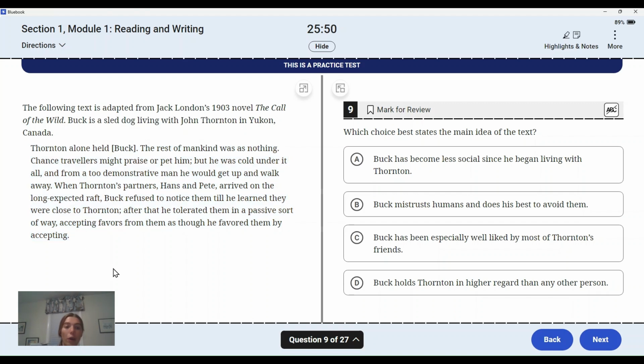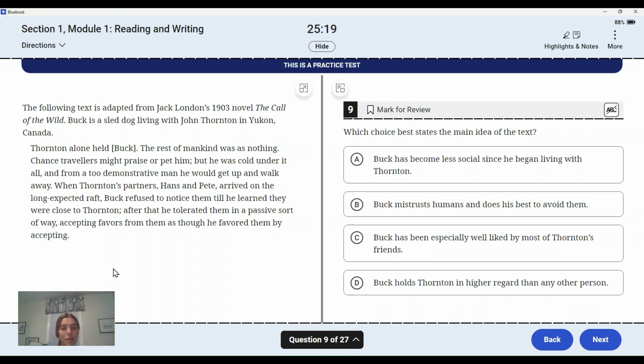Thornton alone held Buck. The rest of mankind was as nothing. Chance travelers might praise or pet him, but he was cold under it all, and from a too demonstrative man, he would get up and walk away. When Thornton's partners, Hans and Pete, arrived on the long expected raft, Buck refused to notice them until he learned that they were close to Thornton. After that, he tolerated them in a passive sort of way, accepting favors from them as though he favored them by accepting.